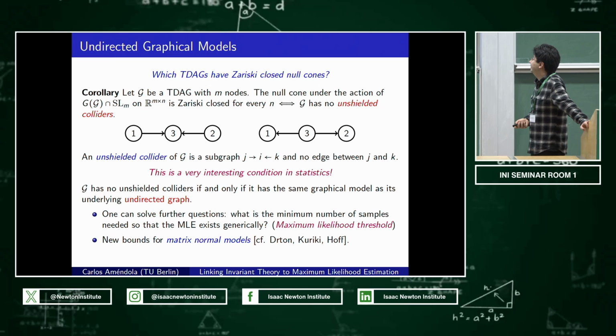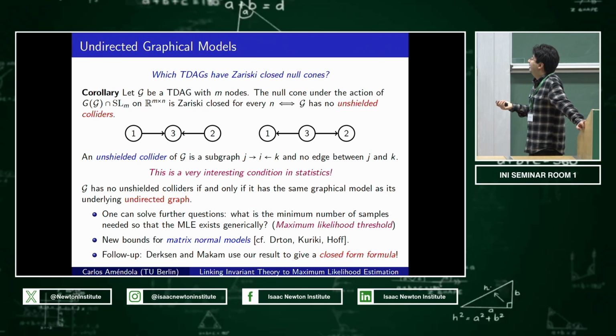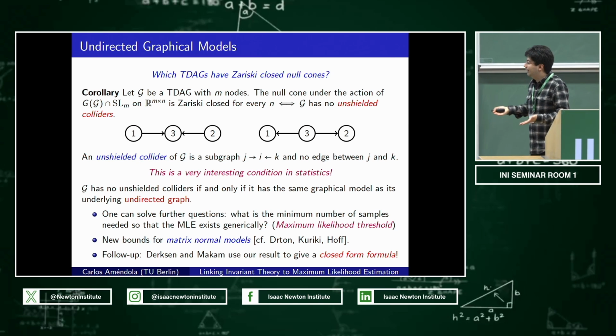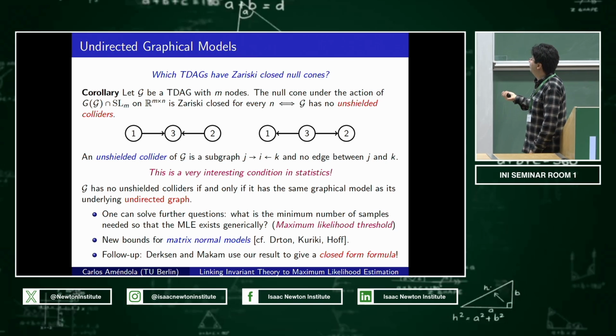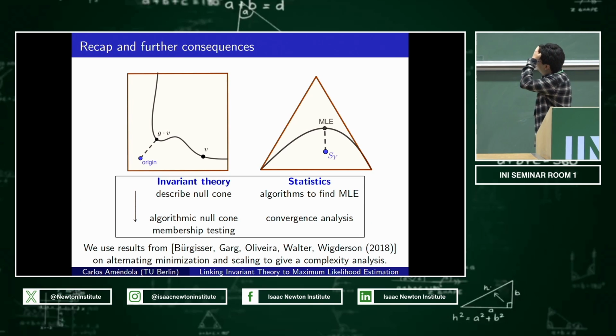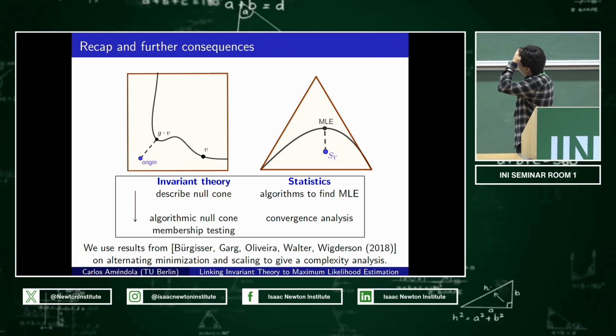And not much later, Harm Derksen and Visu Makam used our result, this equivalence, to give a closed form formula for these matrix normal models that has to do with GCDs of the dimensions. And so this was really nice. We were really happy that this equivalence helped, that this was using completely geometric invariant theory to solve a problem in statistics. And so this is the recap. There are other consequences that you can draw.